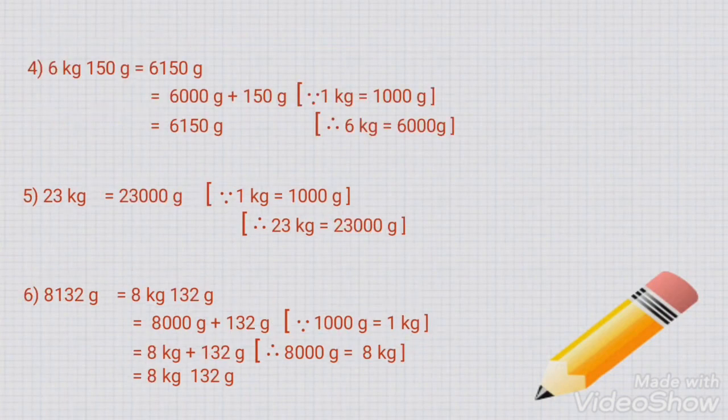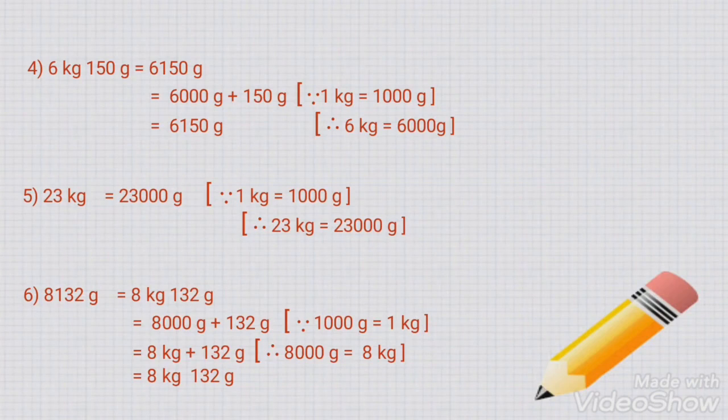Okay children, moving on to the next question, question number 4. Here the question is 6 kg 150 grams, and we have to find that total how many grams are there. Now we already know that in 1 kg there are 1000 gram. So in 6 kg there will be 6000 gram. So in place of 6 kg we have written 6000 gram plus 150 grams which are already there we will add, and then we will find out that together how many grams are there.